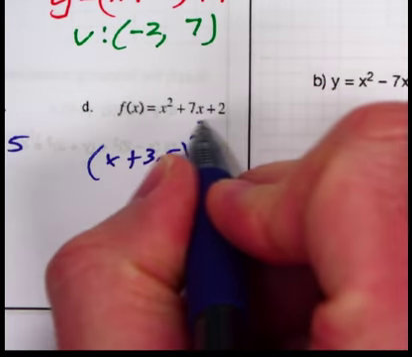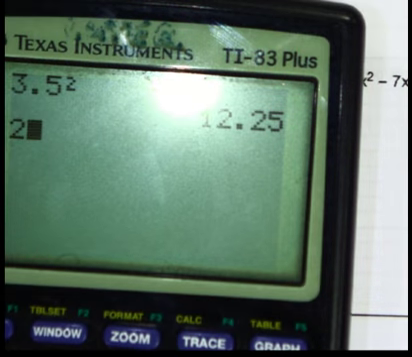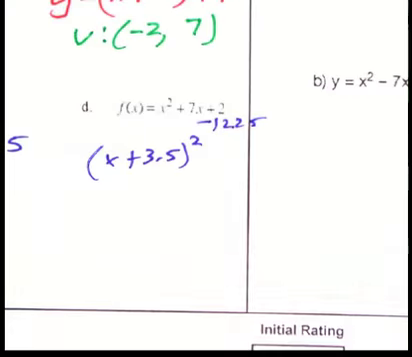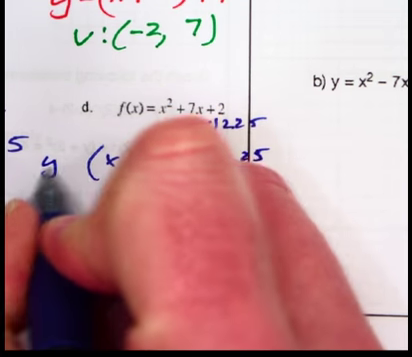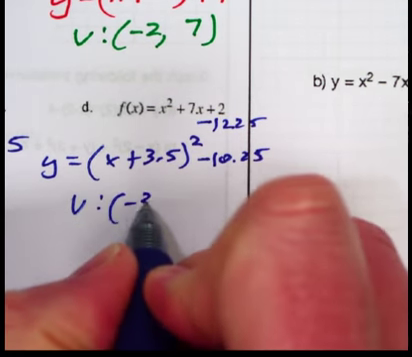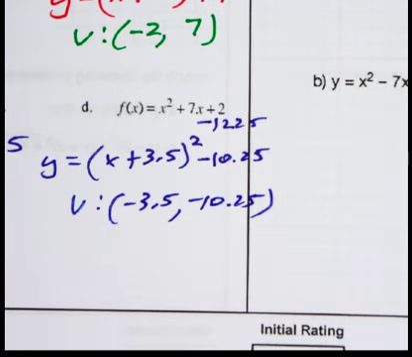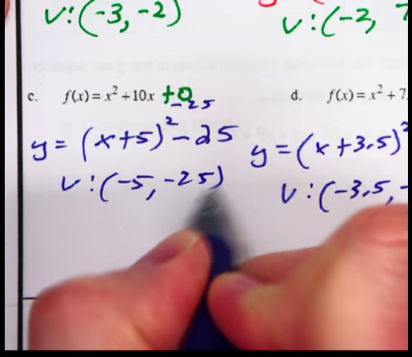So minus 12.25. Oh, I don't know what that is. 2 minus second answer. Boom, done. It's negative 10.25. So put that right here, negative 10.25. And I've got my equation now in graphing form. Again, stating the vertex would be negative 3.5 comma negative 10.25. And there we go. Over here, the vertex would be negative 5 comma negative 25. And I'm good to go there as well.